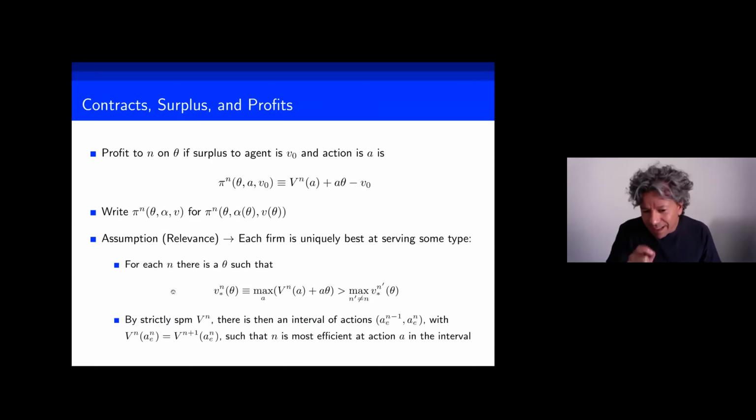And so essentially each firm, at least in terms of efficiency, is uniquely best at serving an interval of types. And this can be mapped also into an interval of actions, given the strict supermodularity of V_N, at which firm N is the most efficient for any action in this interval. So relevance, which from now on we assume, buys us that all firms will be active in equilibrium.